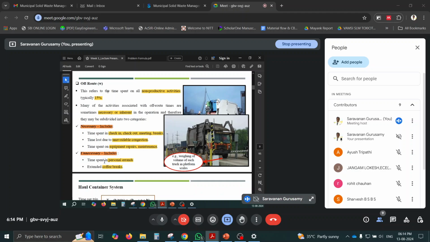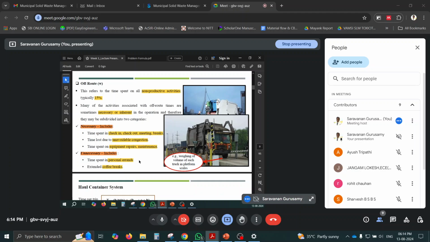Off-route time is divided into necessary and unnecessary. Necessary is things like traffic congestion, check-in, check-out, meetings, and the weighing bridge, where we go and come out. Unnecessary time is things like coffee breaks for the laborers and time spent on personal errands. All of this adds up to about 15% of the total working hours in a day. For a laborer, the working time per day is 8 hours, out of which 15% is considered off-route.